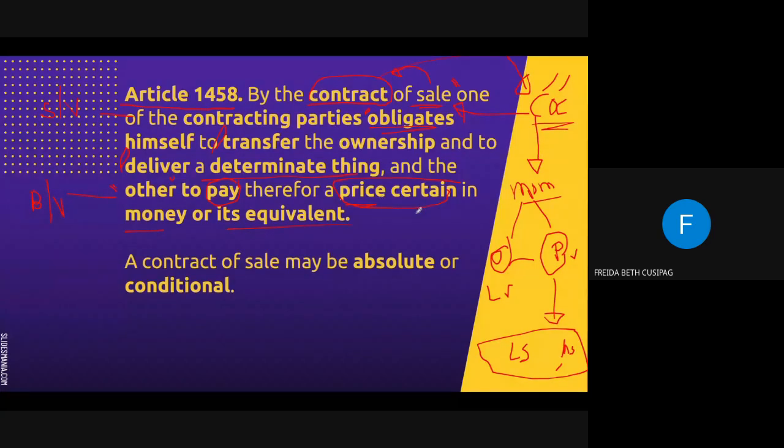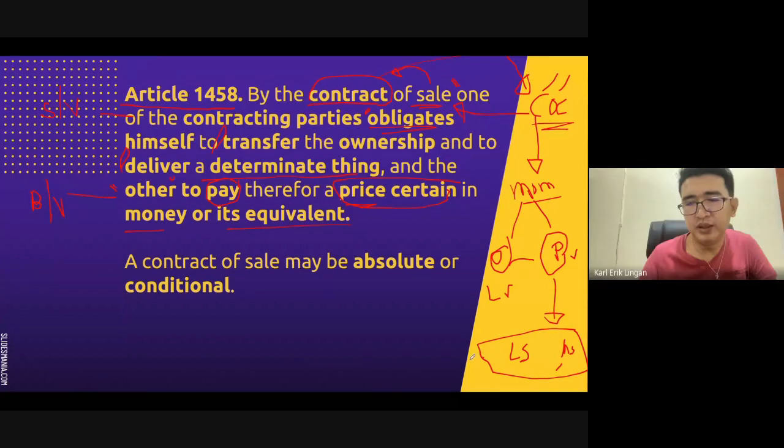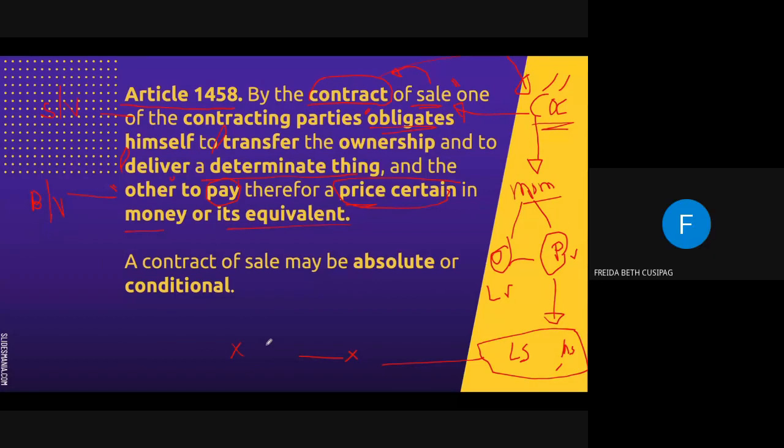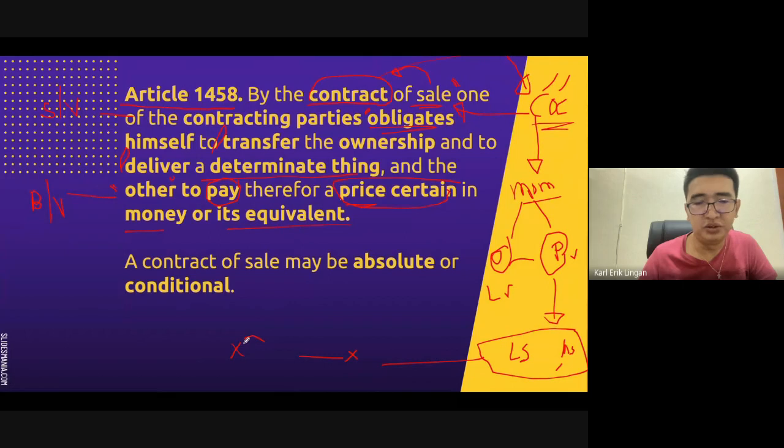Hindi po na-meet yung three essential elements ng contract. Sabi mo kanina, walang agreement. Pag walang agreement, walang contract. Walang consent. Hindi nga sila nag-agree dun sa manner of payment. Kasi malay mo, although nag-agree sila sa object, sa price, pero nag-disagree sila sa manner of payment. Therefore, walang consent. Okay? Merong price, no question, pero walang consent.